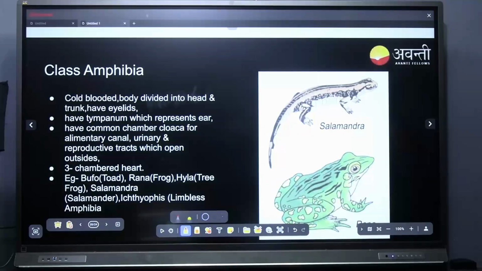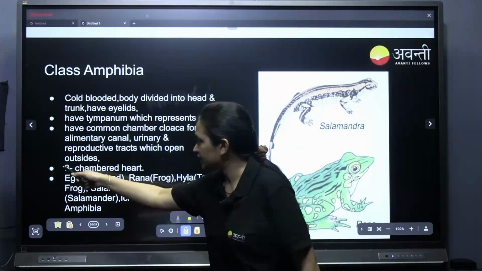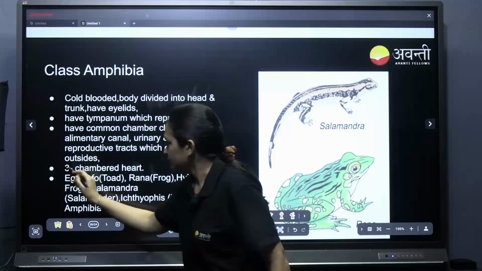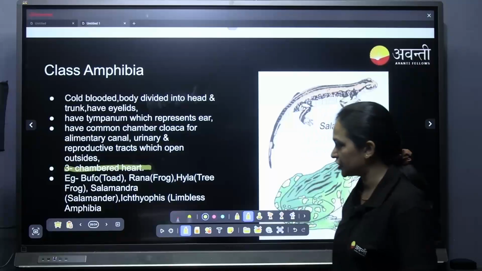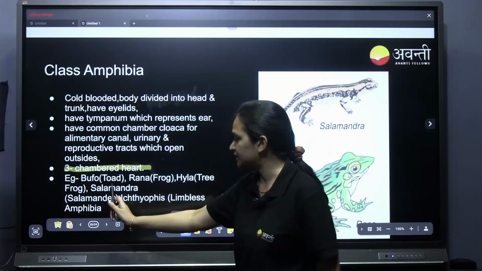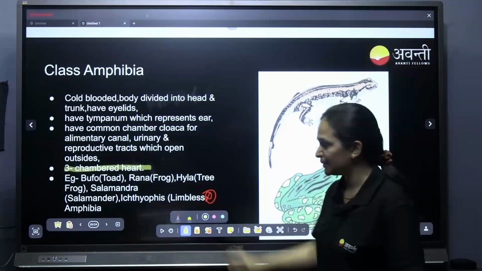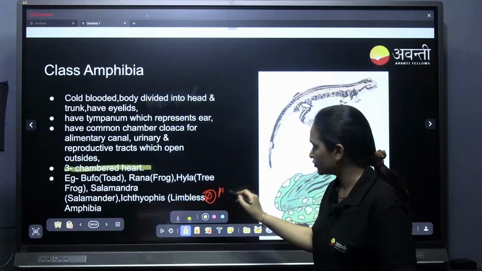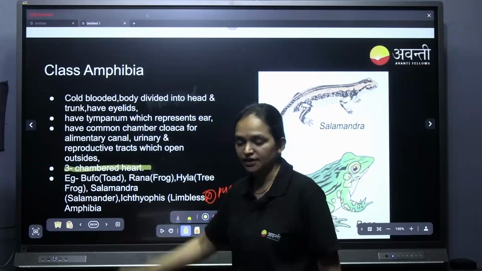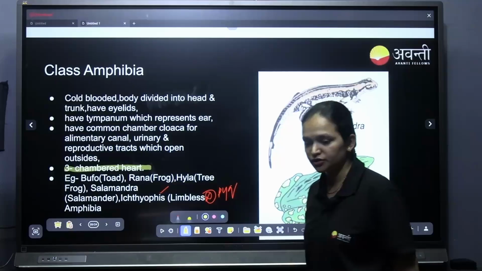Coming to Amphibia, these are cold blooded, and you know all these things. One of the important things is they have a three chambered heart. Examples: Bufo, Rana, Hyla is a tree frog, and salamander. And this becomes important: Ichthyophis is a limbless amphibian. This has also been a PYQ, that Ichthyophis is a limbless amphibian. It doesn't have limbs, and it swims in the water.